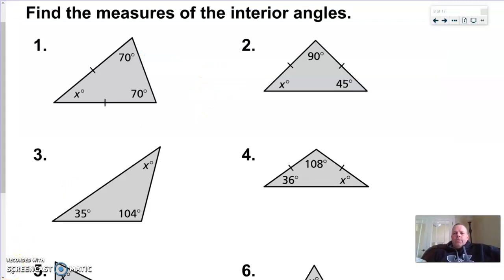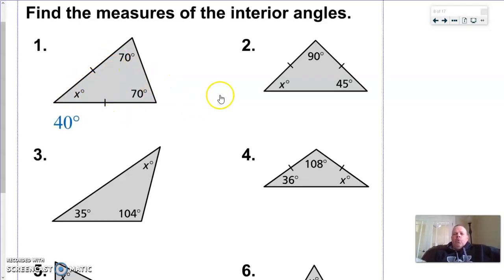These examples are ones that we've already done. There's a couple different ways that we can do this. We know that 70 plus 70 is 140, plus x has to equal 180. So if I take 180 minus the 140, I will get my 40. This one is a right isosceles, and because we know that they are isosceles, that means that both of these are the same. So we can say that this is 45, 45, and 90.